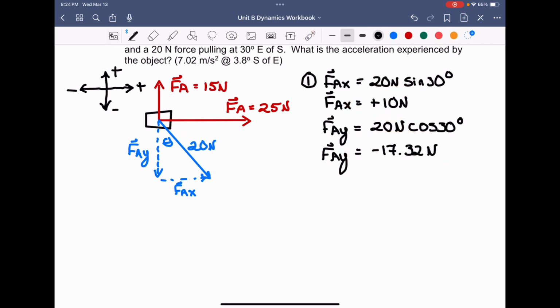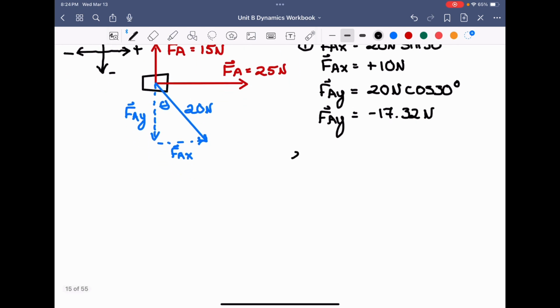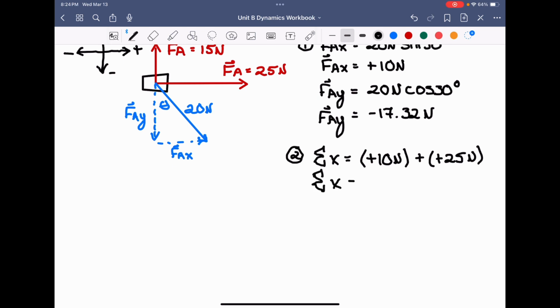Now, once we have our components, just like we did in kinematics, our step number 2 is going to be actually summing up all the x values, summing up all the y values. So I'm going to take the net of the horizontal, which means I'm going to take the sigma, or the sum of x. This is going to be equal to positive 10 newtons, which was our x component, or FAX. I'm going to add that to the positive 25 that already existed there, and this is going to give me a sigma x, or the sum of the x values, equal to positive 35 newtons. Okay, now I'm going to take the sum of y's, or the sigma of y. When I take the sigma of y, it's equal to the FAY in the downwards direction, which was 17.32 newtons.